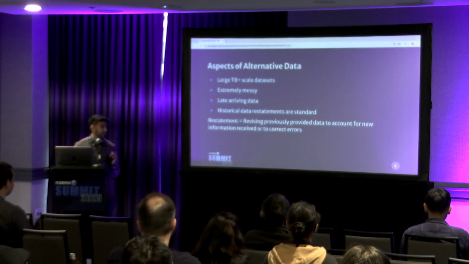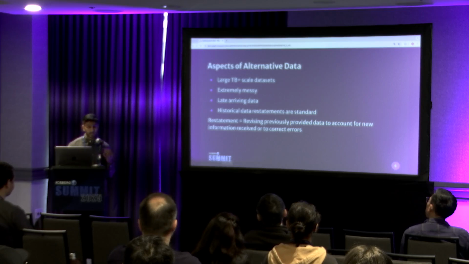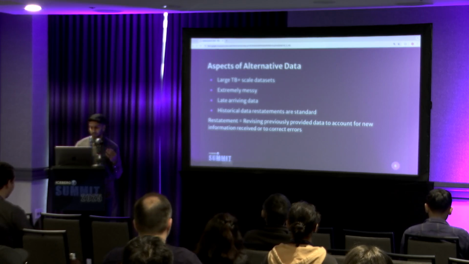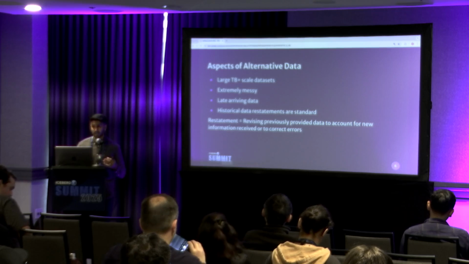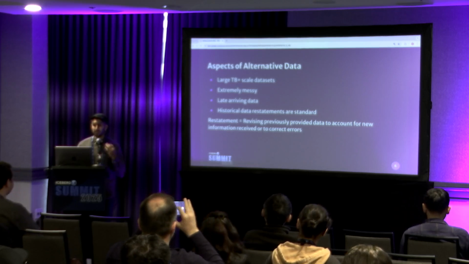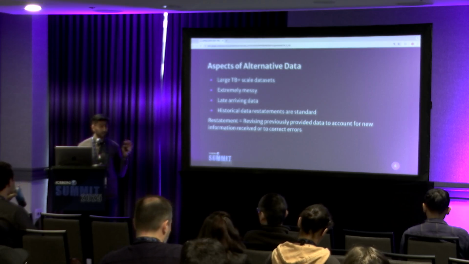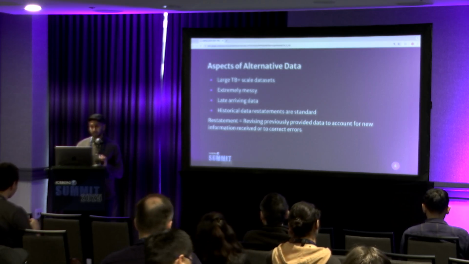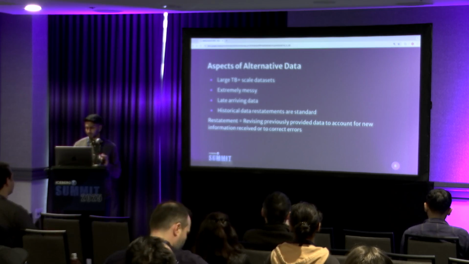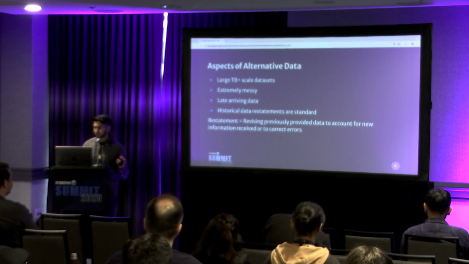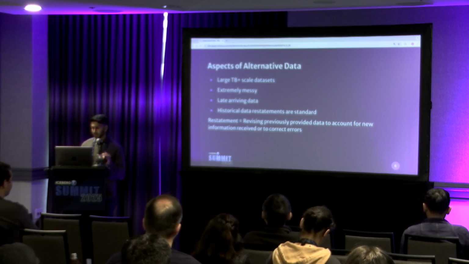And while alternative data is really neat and powerful, there's also some unique challenges and characteristics about it. So these data sets are massive, and they're often in the terabyte scale range. The data is quite messy, as I'll show you in the next slide, and it takes a lot to actually clean and correct and actually make this usable for analytics. It is quite common in alternative data to have late arriving data. And one major challenge in alternative data is handling historical restatements. And historical restatements are just the norm in alt data, and this is where providers revise past records to account for new information or to correct errors. And this concept is going to be fundamental to our talk today.